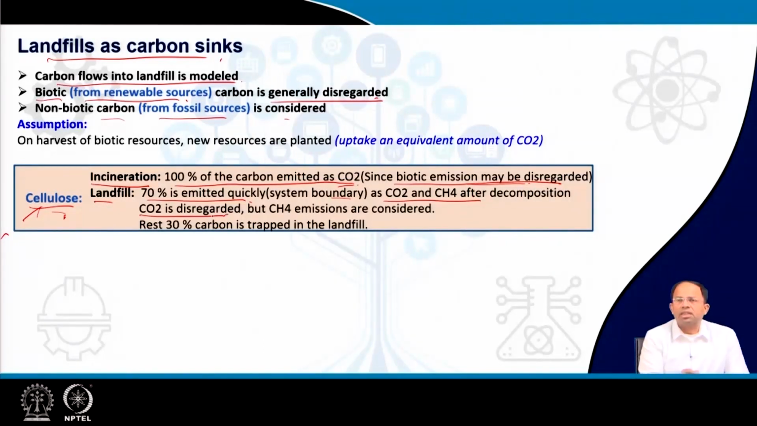In that case, CO2 is disregarded because it comes from biotic sources, but CH4 is not disregarded because CH4 is a harmful global warming gas. It is almost 19 to 20 times more harmful than CO2, so we will consider that. So, what we consider and what we don't depends on how we frame our problem. The remaining 30% of carbon is trapped in the landfill. What we should consider and what we should not depends on many assumptions, on system boundaries, and on goal and scope, and we have to finalize this. So when I compare incineration and landfill, we have to be careful about what I should consider and what I should not.